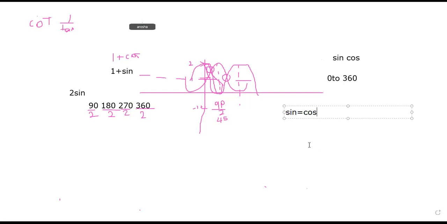The solutions are 2, because solutions means the number of times those two graphs intersect within that range. So that is how you guys get a question.